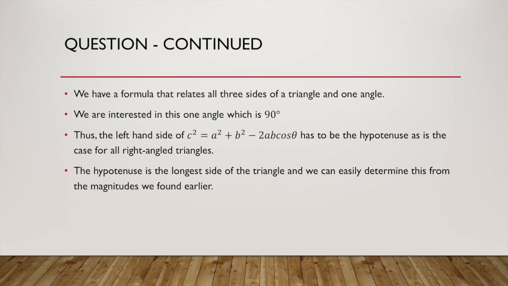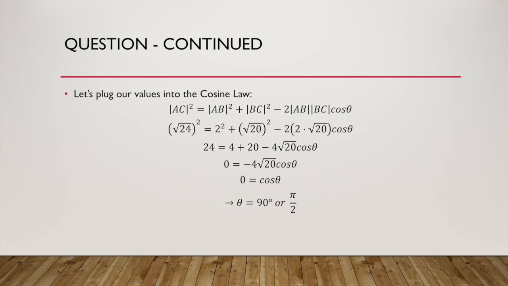Okay, so we have three vectors for the three sides of the triangle, and I have three magnitudes. Which one is the hypotenuse? Well, obviously, the hypotenuse is the longest side of the triangle. That's by definition. c squared is equal to a squared plus b squared, Pythagoras' theorem. Recall that root 24 was the biggest magnitude when we worked out all three vector magnitudes. So let's plug this into our cosine law. AC has the highest magnitude, so we put that as our left-hand side. And we simply plug in magnitude AB squared, plus magnitude BC squared, minus 2 times magnitude AB, multiplied by magnitude BC, multiplied by cosine theta.